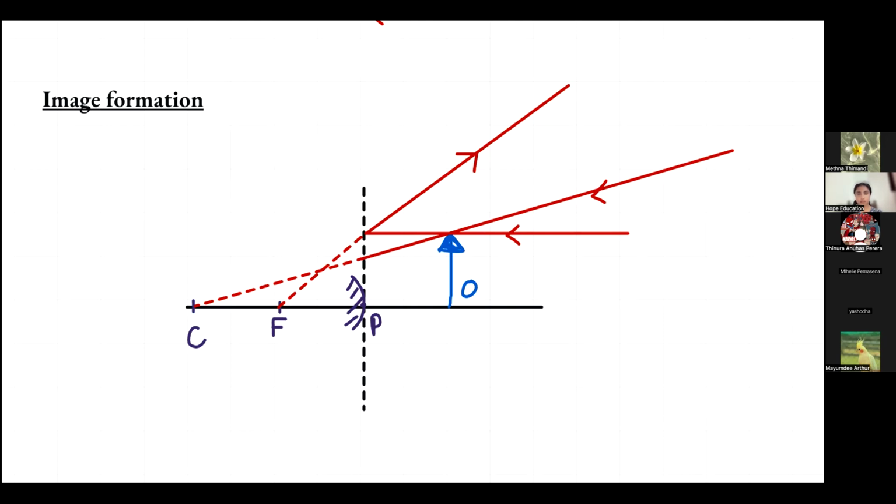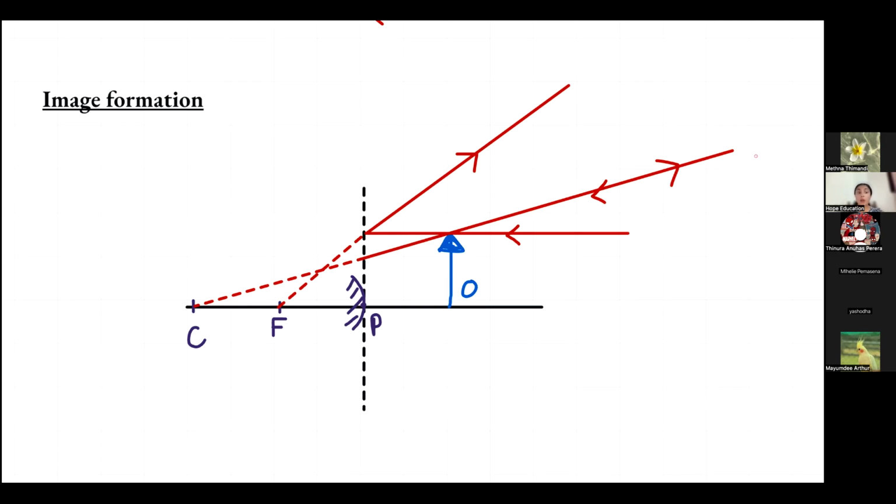One second. Why can't I? One second, I can't move my right. Okay. It will reflect along the same path. Did you understand the second ray also? All clear? Give me a thumbs up.